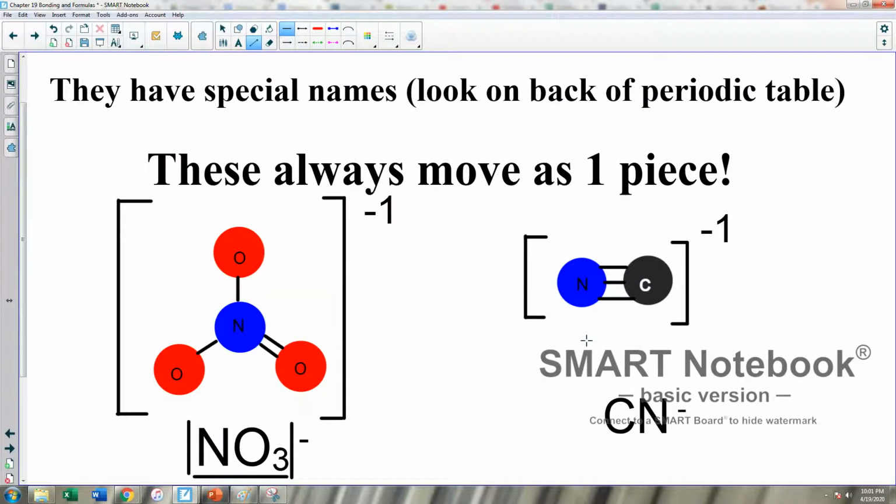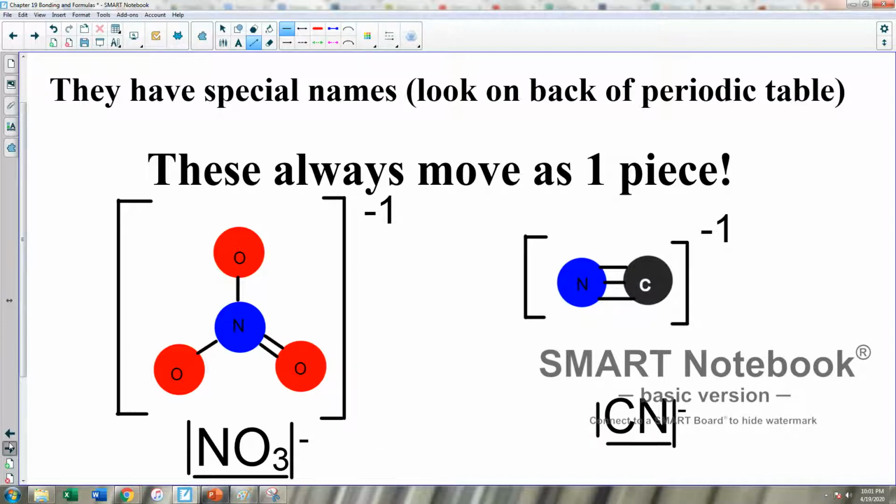Another common one is cyanide. Cyanide is really just two atoms that have a charge overall, a carbon atom and a nitrogen atom. But this whole thing has one charge overall, just a minus 1 charge. So when we see a C and an N together like this in an ionic compound, we call it cyanide.